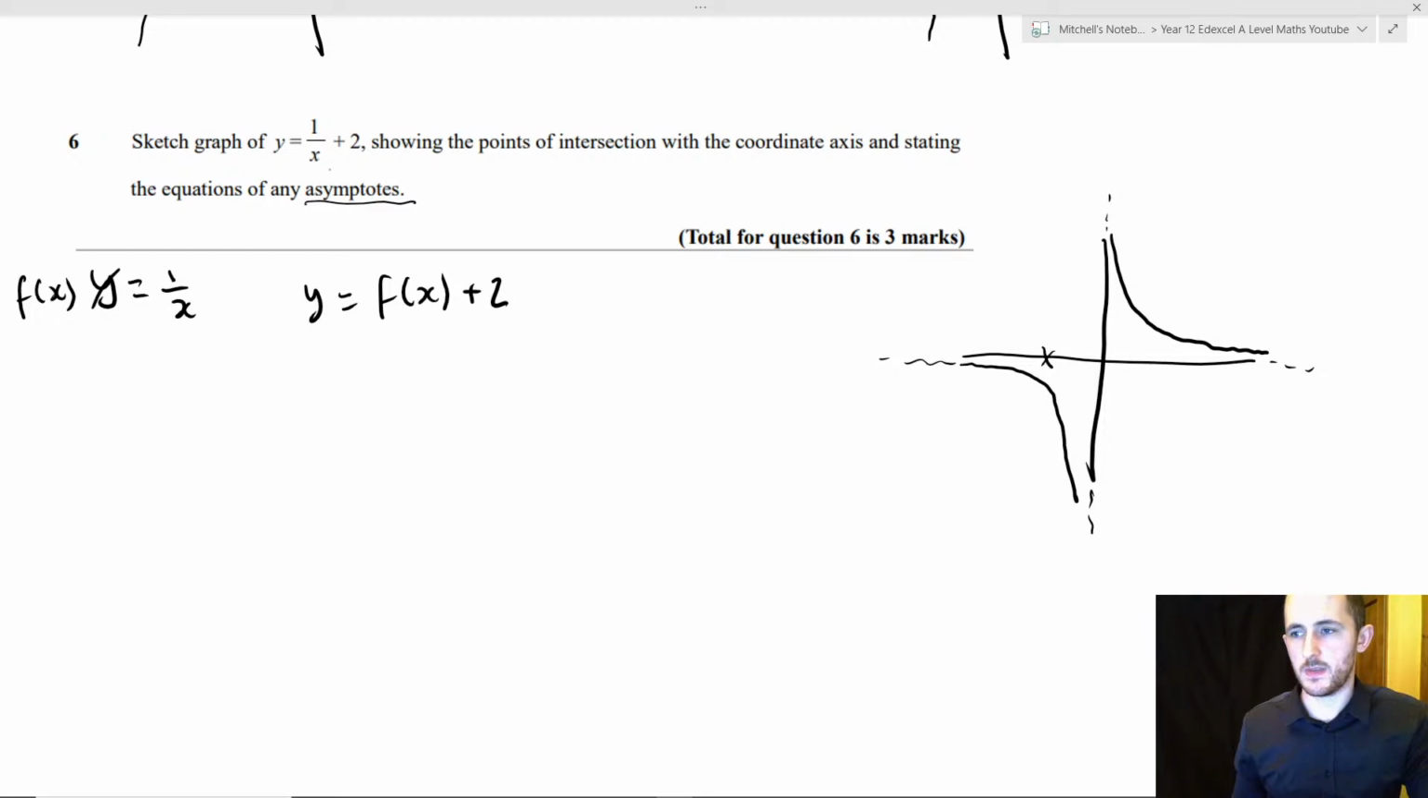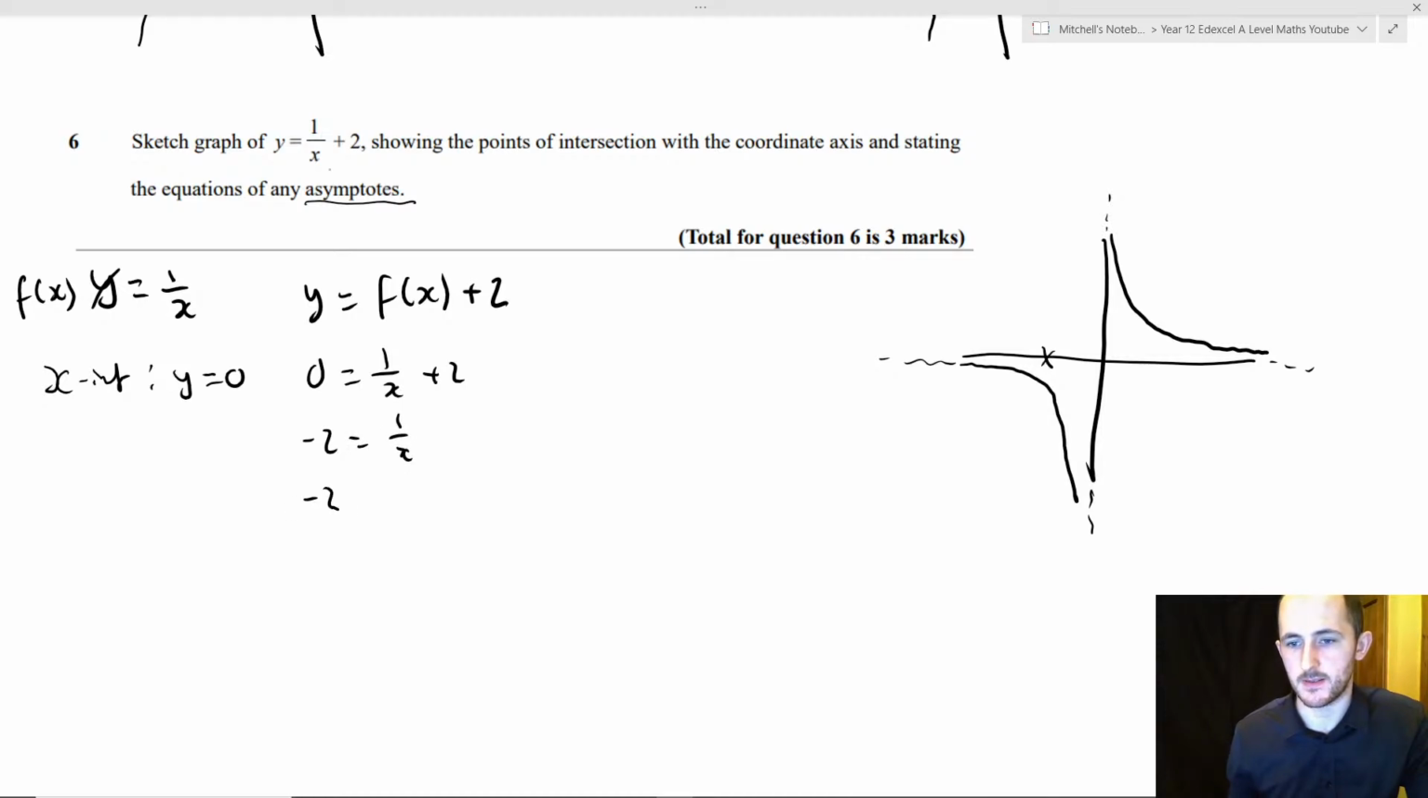Is it going to cross the y-axis? The answer is no, because if we sub in x is 0, we get something hideous. But if we want to find the x-intercept, all we need to do is find when y equals 0. So we have 0 equals 1 over x plus 2. Move the 2 over, minus 2 equals 1 over x. Multiplying by x, we have minus 2x equals 1. So x equals minus a half.